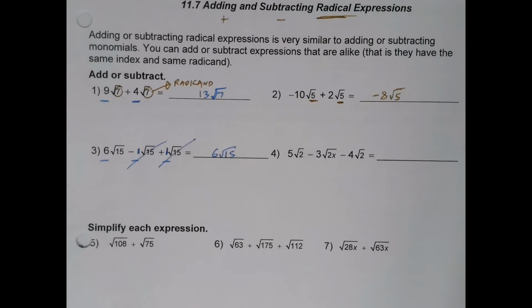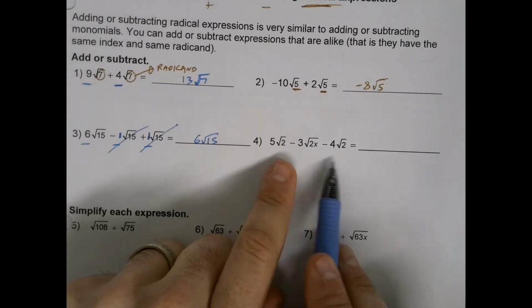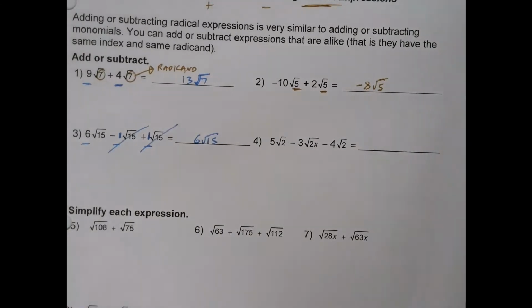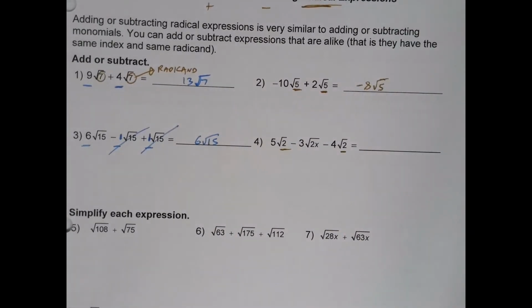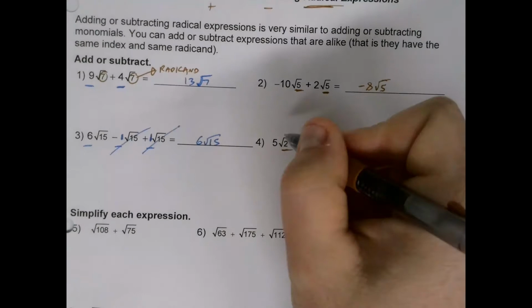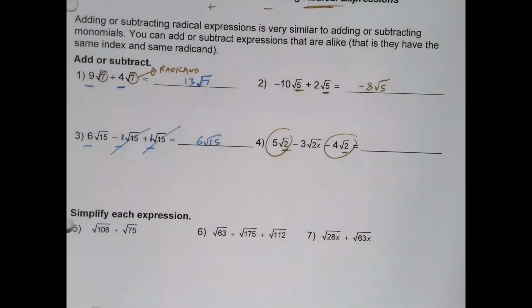In a situation like this, though, you got to be careful because it looks like they're all the same, doesn't it? It looks like the stuff under the radicals are all the same. See, only this one and this one are the same. So what you got to do is put your like stuff together. I'm going to circle the 2 like terms. This and this. Those are my exact like terms.